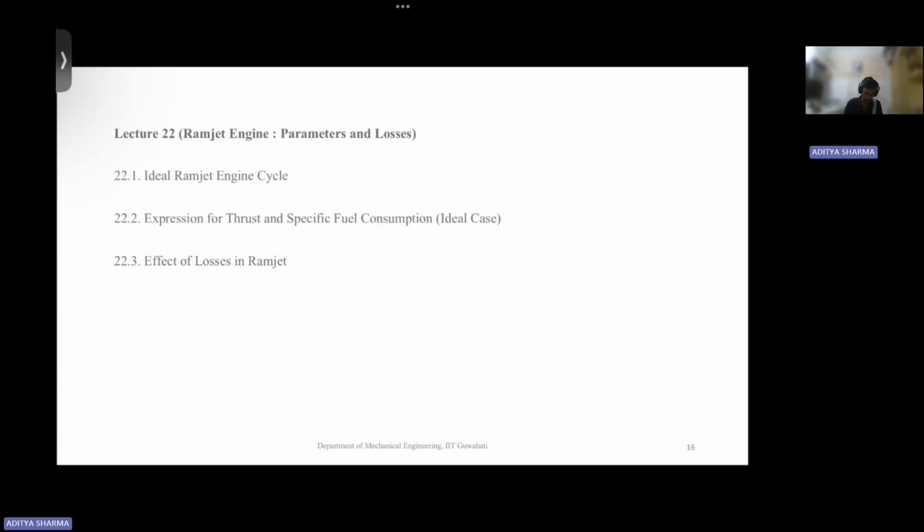Then moving on to next. So next slide is lecture number 22. Lecture number 22 is based on ramjet engine parameters and losses. So in ramjet engine, I'll discuss parameters and losses.